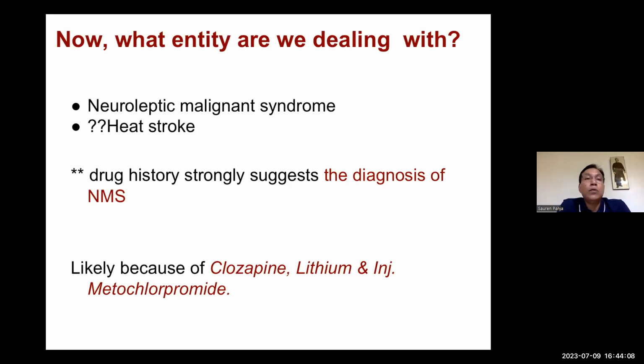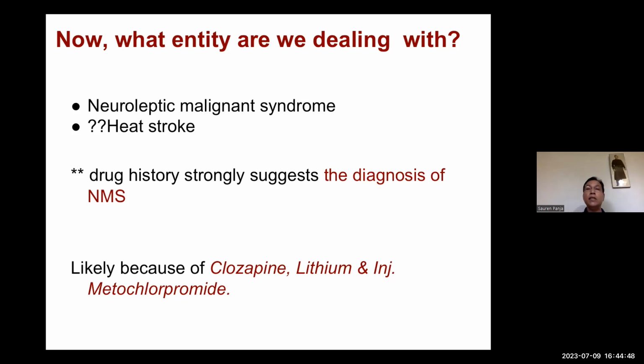So now what are we dealing with? Obviously we are dealing with neuroleptic malignant syndrome. If the drug history was not there, you must consider heat stroke also, because in our tropical country, particularly in summer season, this type of presentation may be more or less similar. Only history can clinch your diagnosis. So drug history strongly suggests the diagnosis of neuroleptic malignant syndrome, and here the probable drugs were clozapine, lithium, and tablet metoclopramide. So this is the diagnosis.